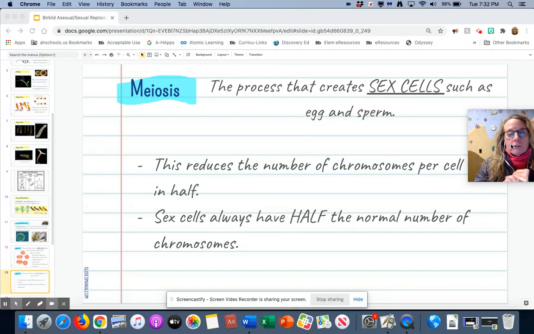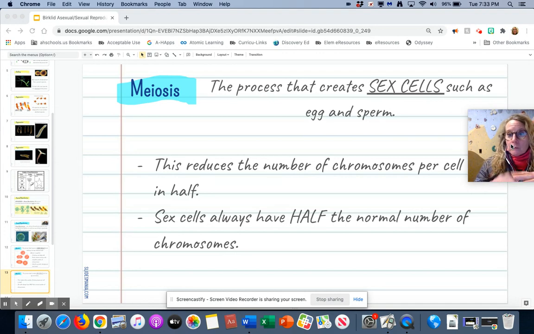So this just makes your sperm and your egg cells. If you're a female, they make egg cells. If you're a male, it makes sperm cells. And they always have half the genetic information. So when the sperm and egg come together, the sperm brings 23 chromosomes, the egg brings 23 chromosomes for humans, and the resulting fertilized egg has a full set of 46 chromosomes.